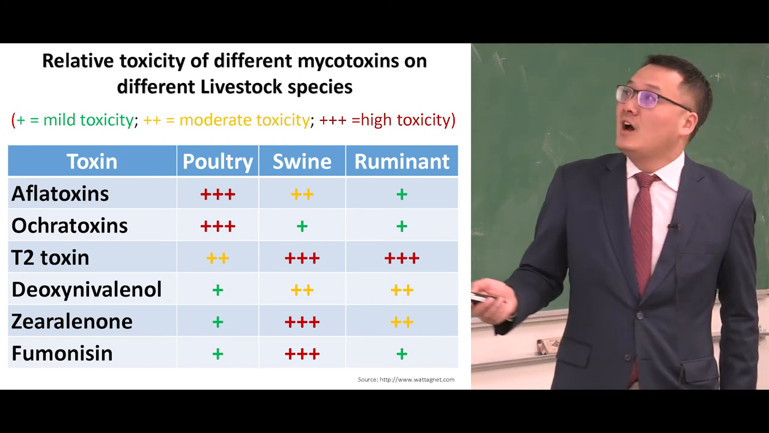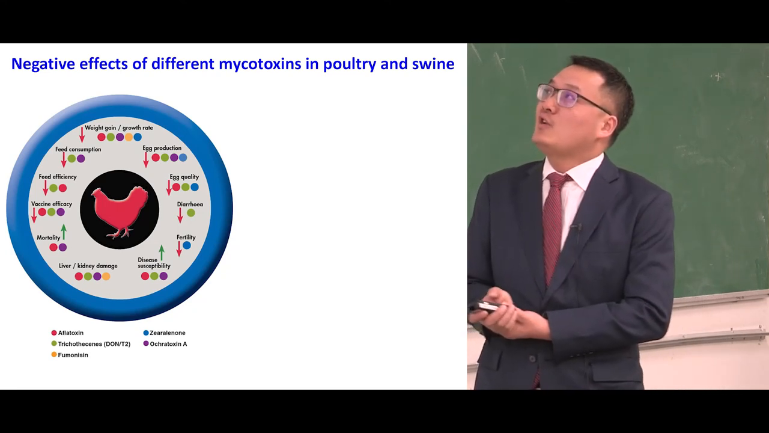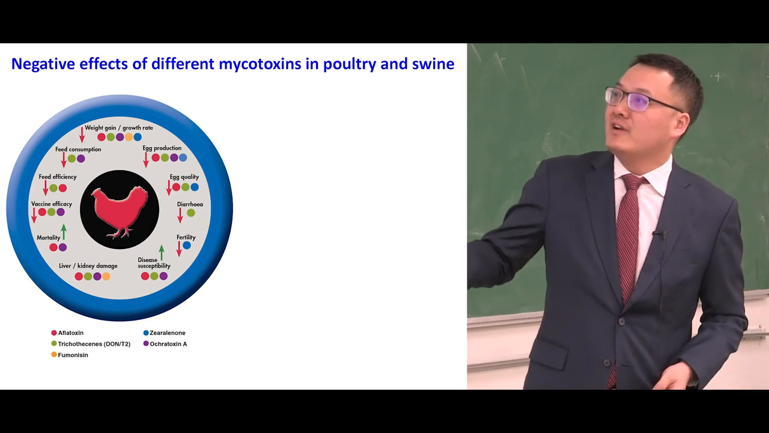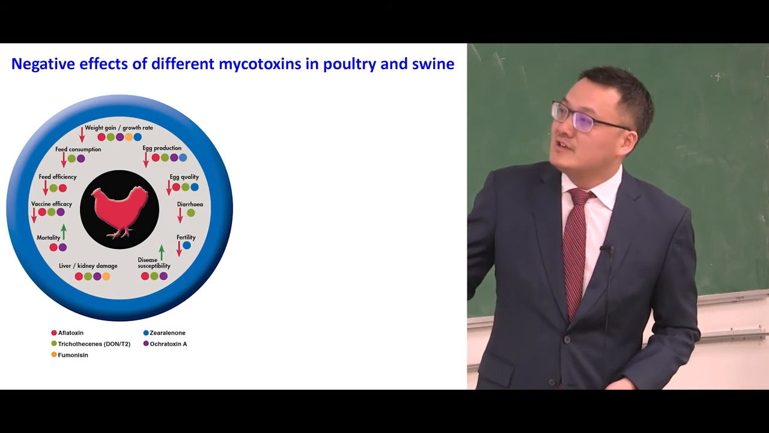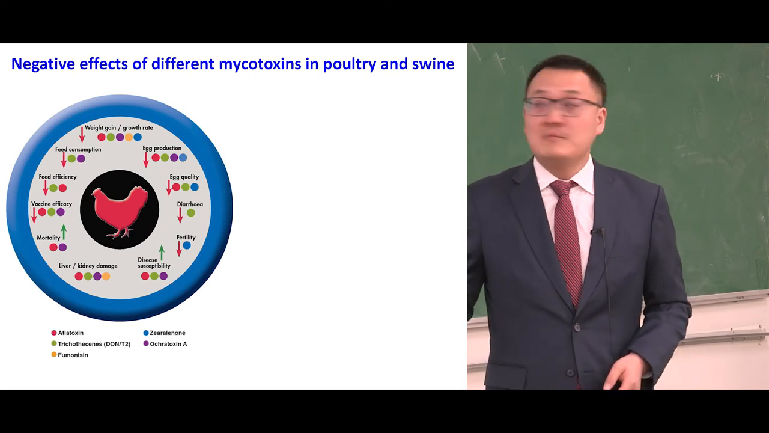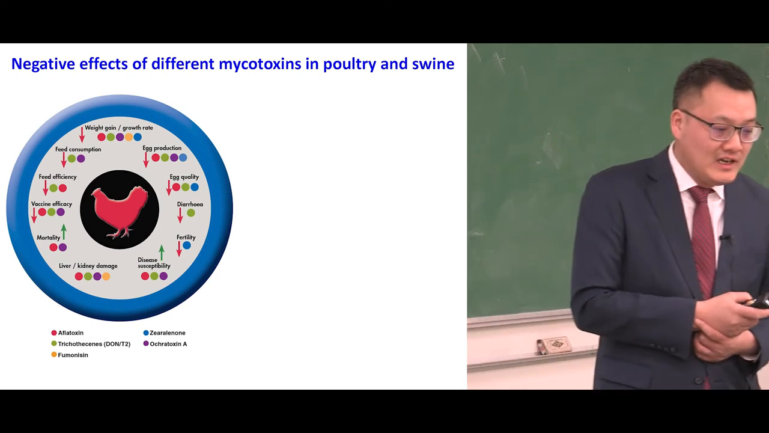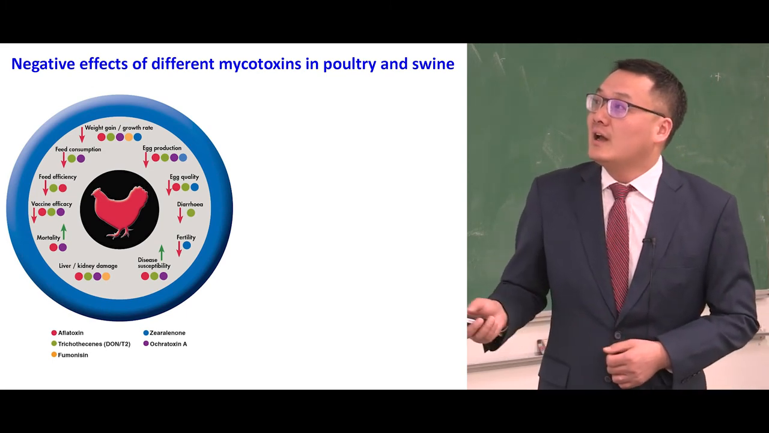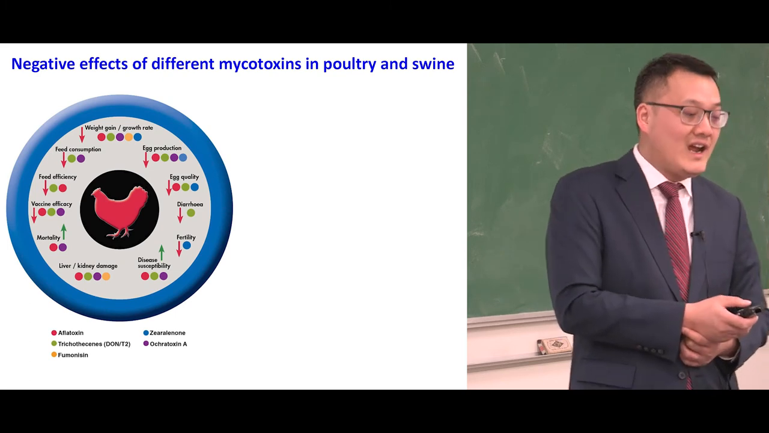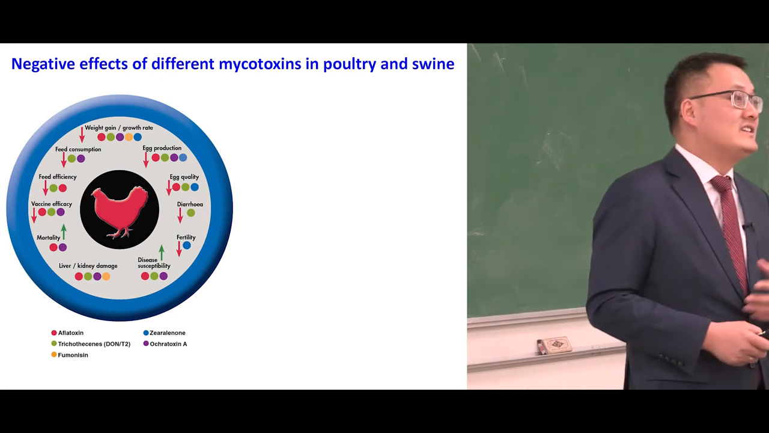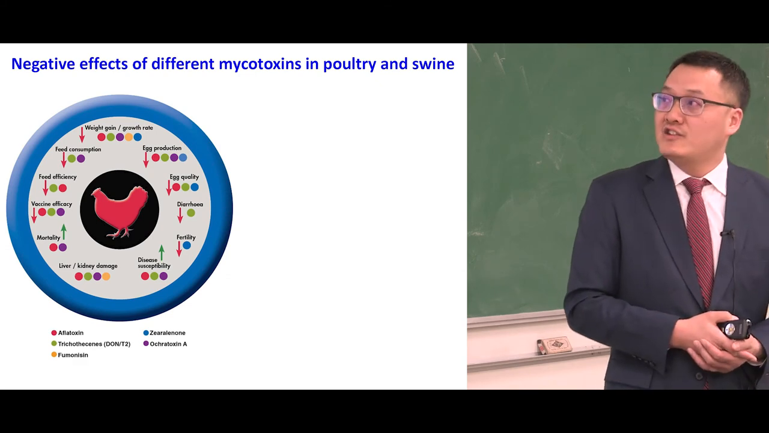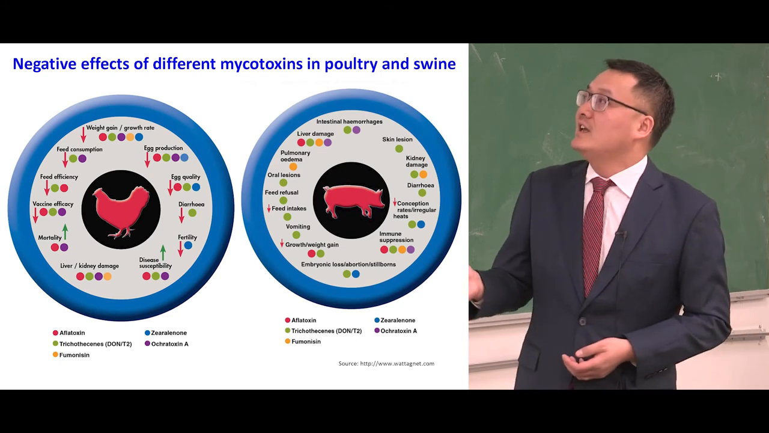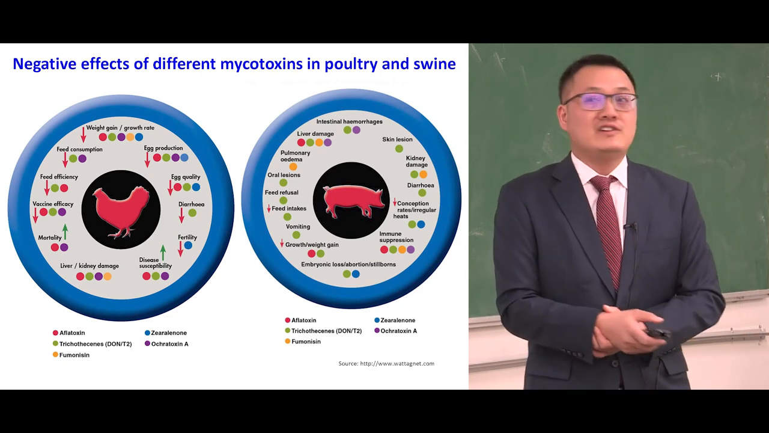And then I show you the relative effect of different mycotoxins in poultry and swine. When you look at it here, it's a good summary. The effect depends on which type of mycotoxin is in the feed. They can reduce feed intake, reduce feed efficiency, increase mortality, and maybe reduce vaccination efficacy.